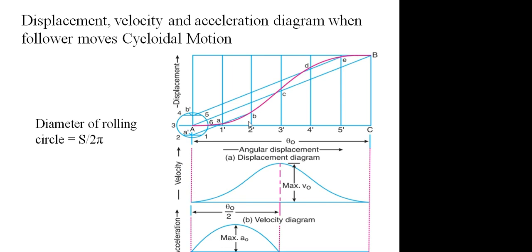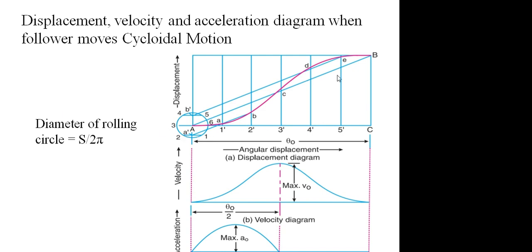The last motion of the follower is the cycloidal motion. Let us see how to draw the displacement, velocity and acceleration diagram when the follower moves with cycloidal motion. Now, all of you know that a cycloid is a type of curve, the curve traced by a point on a circle which rolls on a straight line without slipping. So we have to find that rolling circle here. This is that rolling circle which rolls on this straight line. So you will get one smooth curve.